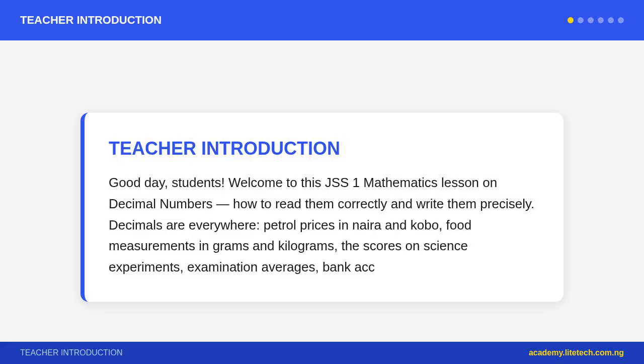By the end of this lesson, you will be able to state the place value of each digit in a decimal number, read decimals aloud correctly digit by digit, write decimals from spoken or written descriptions, convert fractions to decimals and decimals to fractions, and order decimals from smallest to largest. Let us begin. A decimal number has two parts separated by a decimal point.